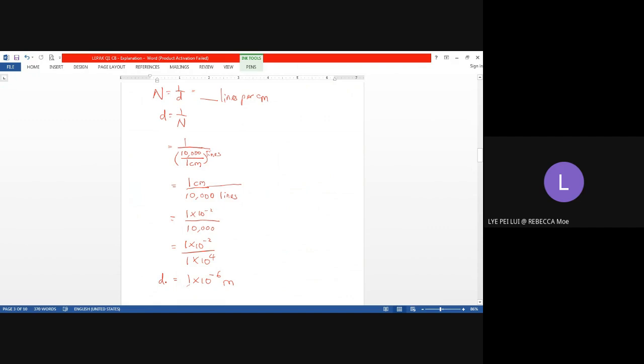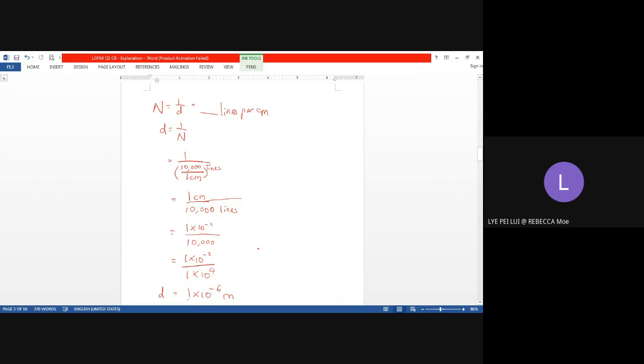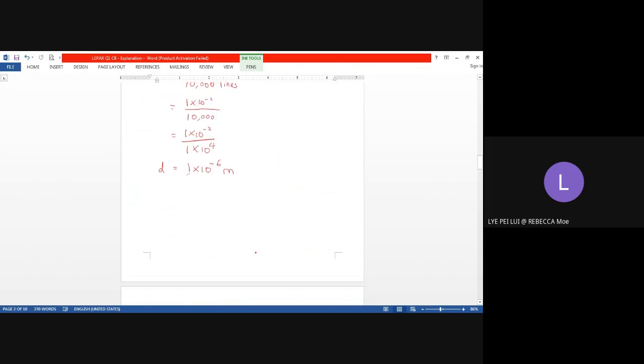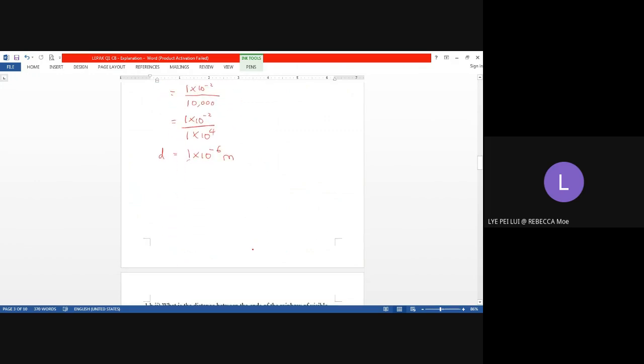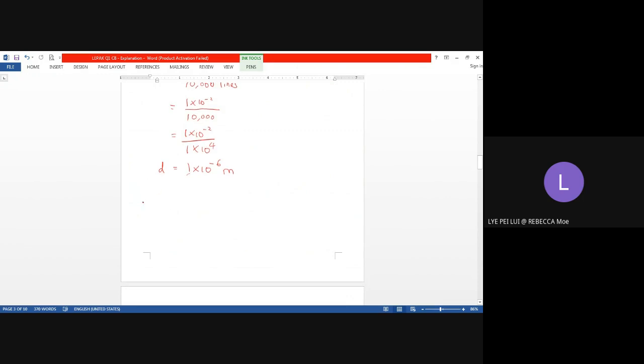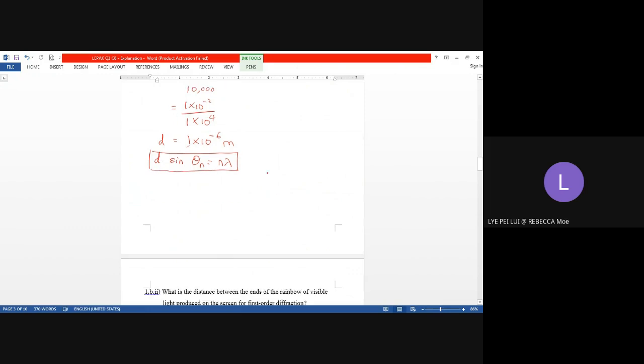Separation between the lines, okay, there's more d. All right, then we substitute in the diffraction grating equation. Okay, d sine theta equals n lambda. This one is my equation for diffraction grating. Okay, substitute. I have just now you get this one, so I substitute in here.